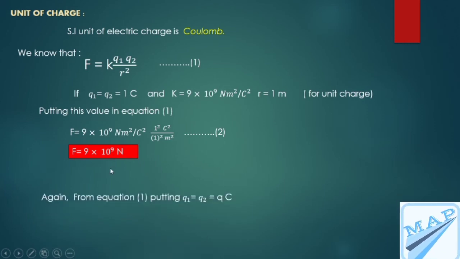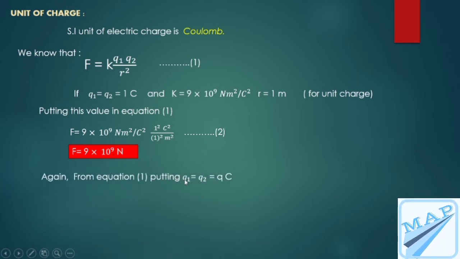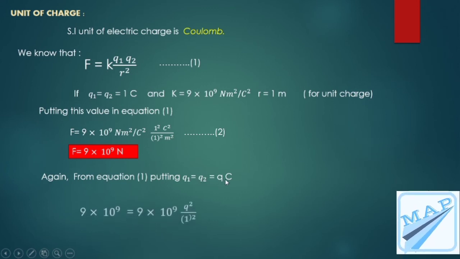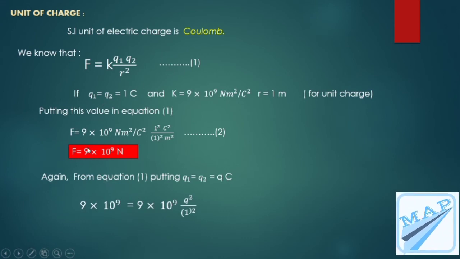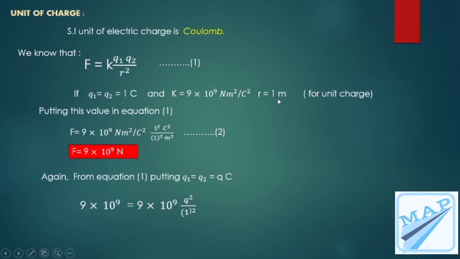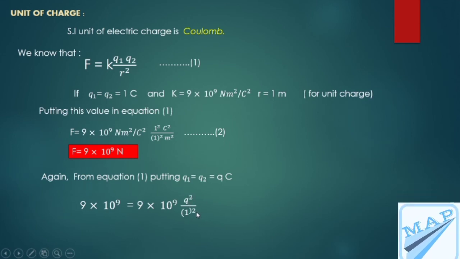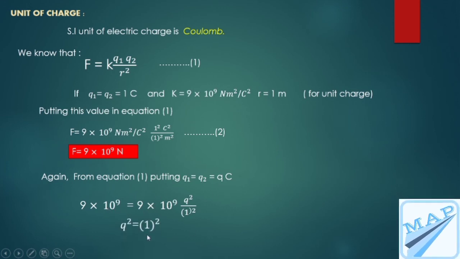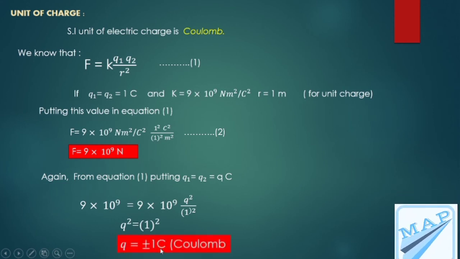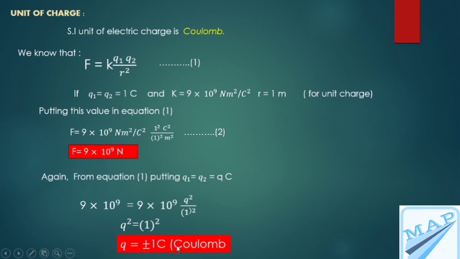Again we will put some important values. q1 is equal to q2 is equal to q coulomb. In equation number 1, in place of F put 9 into 10 to the power 9, in place of k put 9 into 10 to the power 9, and in place of q1 q2 it will be q square, and in place of r it will be 1 square. Calculating this, you will get q square is equal to 1 square, and finally q is equal to plus minus 1 coulomb. This is the definition of 1 coulomb.